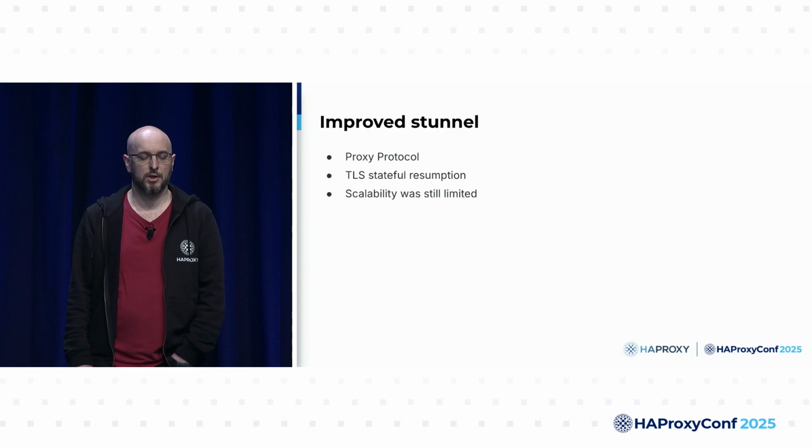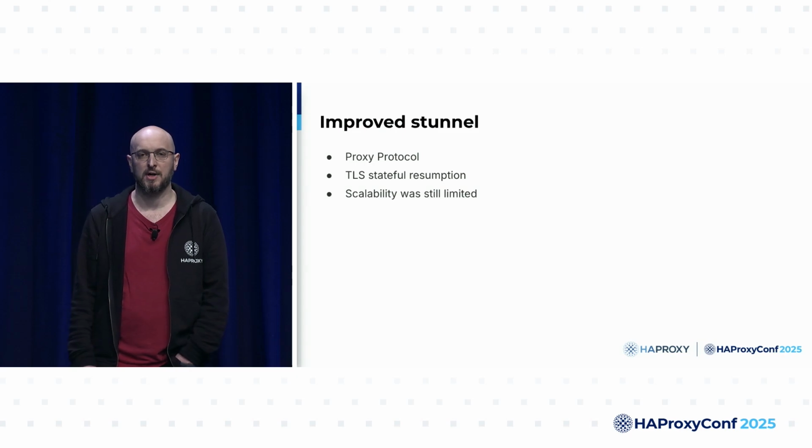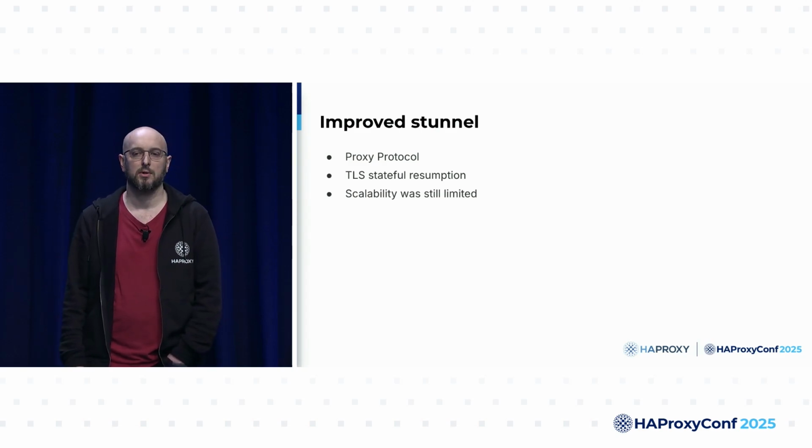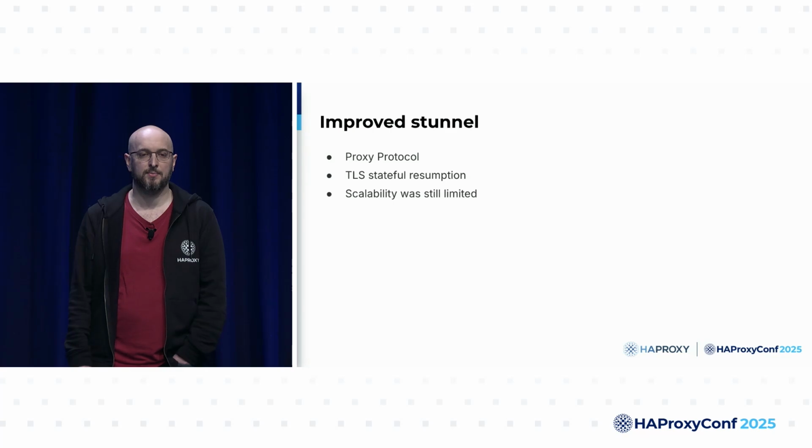So we created the proxy protocol at this time, which is basically a small header at the beginning of the connection, which contains the client IP and the source port. And there was also the problem of TLS assumption. At this time, it was mostly TLS 1.0, TLS 1.1, and it was mostly stateful resumption. For stateful resumption, you need a cache. And if you have multiple Stunnel processes, you need to share this cache. So we implemented a shared cache, but scalability was still limited. But at this time, this was enough.